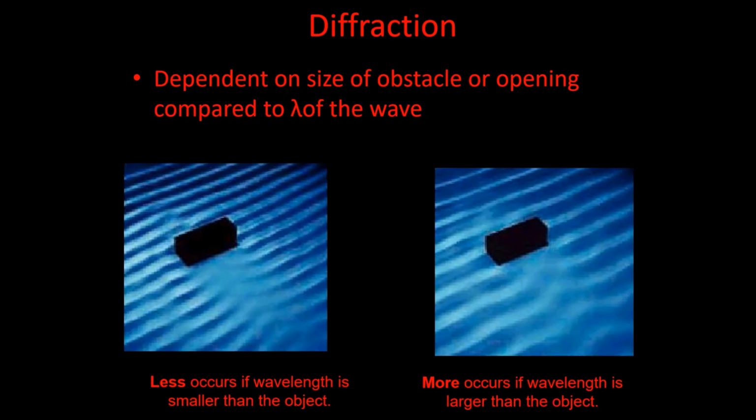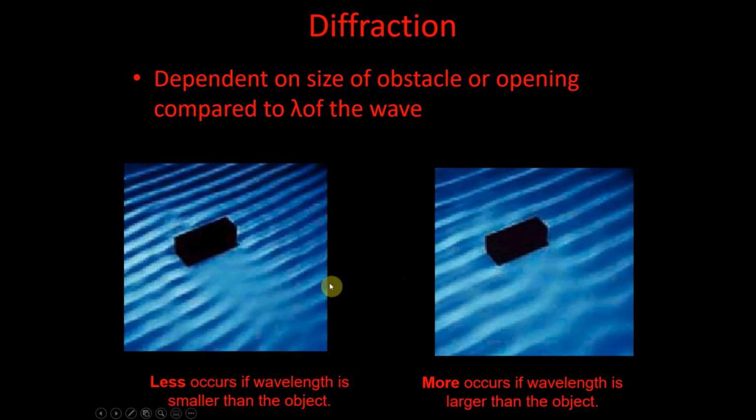And this is the effect of diffraction, and it's heavily dependent on the relative wavelength of the particular wave compared to the size of the obstacle itself. Here we have the same obstruction, this block sitting in a series of waves, in two cases. Here the wavelength of the wave is a lot smaller than the object. Here we have a wavelength which is much larger than the object.